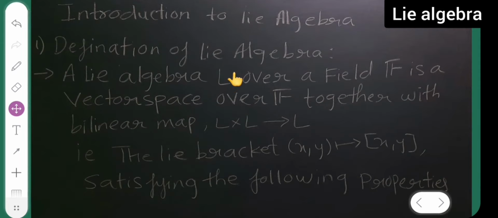Let us see. A Lie algebra L over a field F is a vector space over F together with a bilinear map, the Lie bracket, (x, y) tending to [x, y]. And these should satisfy the following properties. This is the definition of the Lie algebra, and it should satisfy three conditions: first is bilinearity, alternativity, and Jacobi's identity. So let us move further.